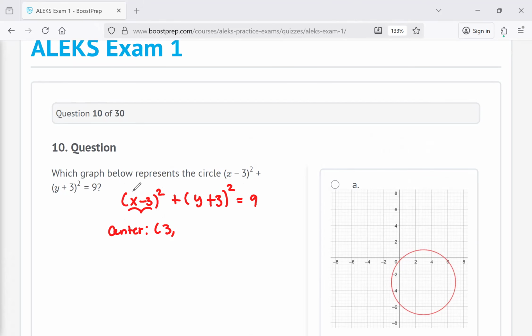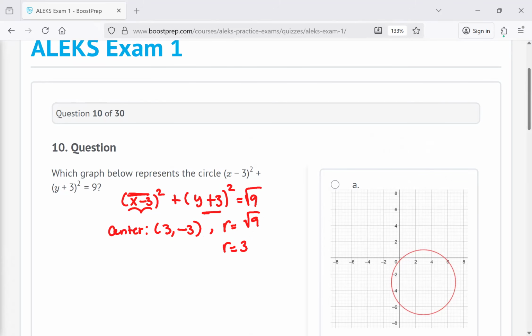Now, why is it positive 3? Because this is always the opposite. We're shifting it 3 units to the right. And then we have a vertical shift of negative 3. Why is it negative 3? Because this is always the opposite, right? And what is my radius? Well, it's not 9. It's actually the square root of this. So what is the square root of 9? It is 3. After you put your center, you're going to go 3 units to the right, 3 units to the left, 3 units up, 3 units down.